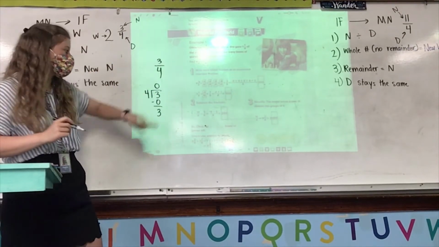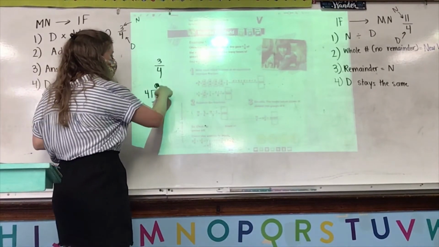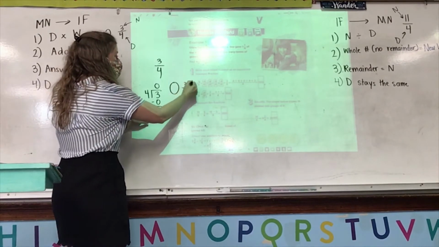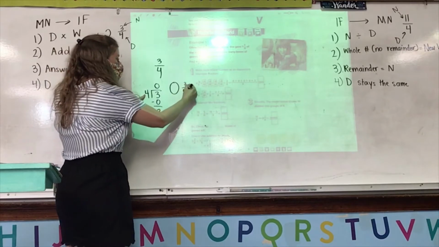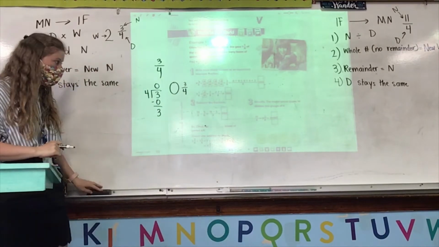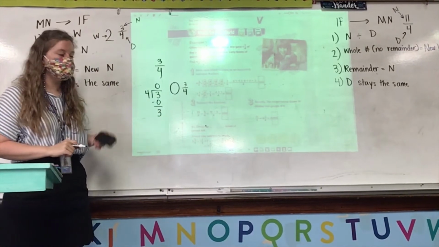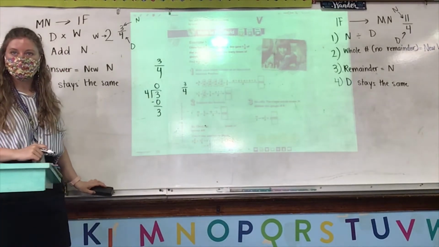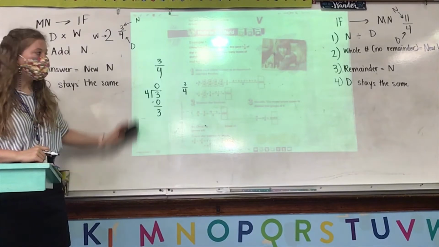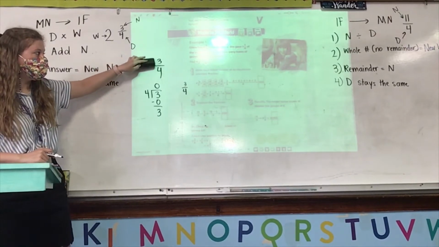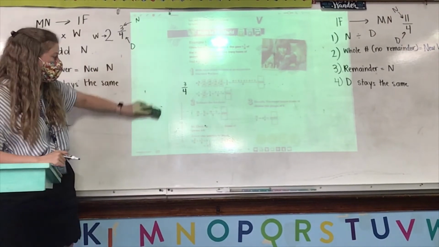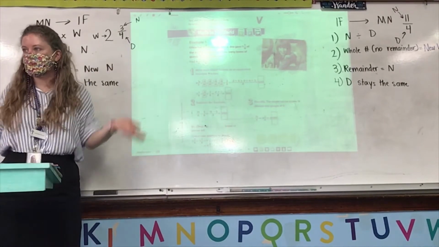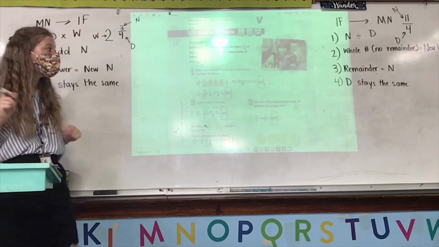If we follow the instructions, our answer without the remainder becomes the whole number. Our remainder becomes the numerator. Our denominator stays the same. 0 3/4 is exactly the same as 3/4. So, if you end up with an answer where your numerator is smaller than your denominator, do not try to convert it to a mixed number, because you're going to end up with the exact same thing.